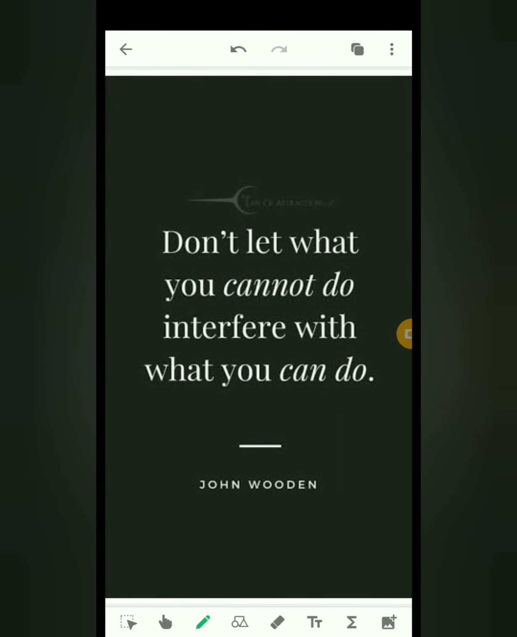And this is our last slide where I am going to share this beautiful quote stating that don't let what you cannot do interfere with what you can do. In this period, you really need a lot of motivation, so always keep yourself motivated.